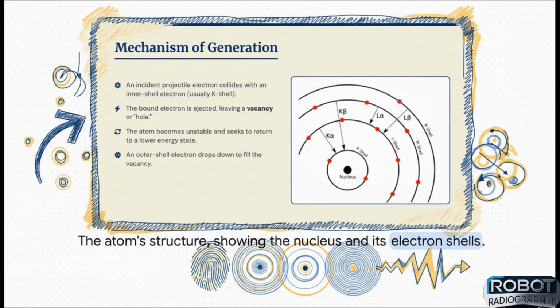And here it is, our scene of the crime, the atom itself. You can see the nucleus right in the middle, and it's surrounded by these orbital paths called electron shells. You see them labeled K, L, M, and so on. Just think of them as different energy levels where the electrons hang out. The K shell, that's the one closest to the center, holding on the tightest.